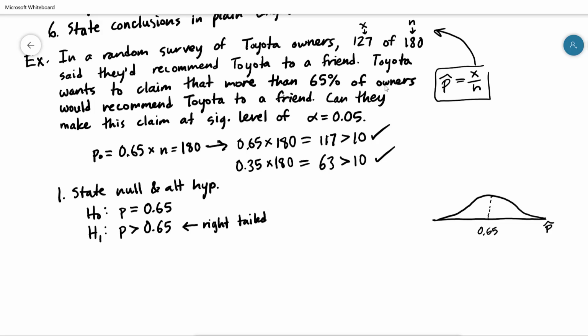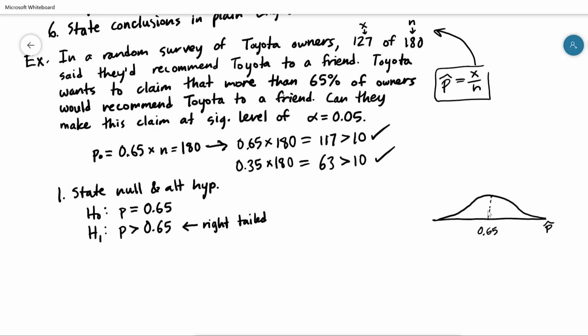Really, we need the number that we get out of this to be significantly higher than 65%, so that even if they got lucky when they took that sample and got a better result, with more Toyota owners claiming to recommend Toyota than the actual percentage of all Toyota owners, I still want it to be so far above this number that even in the case of them getting lucky, the true percentage would still be above 65%.